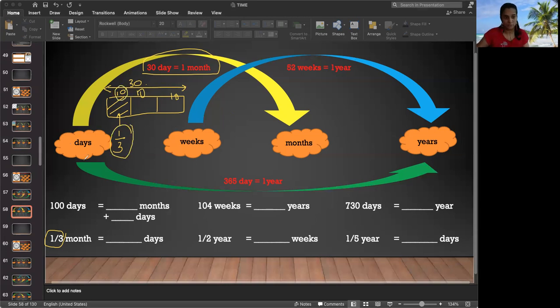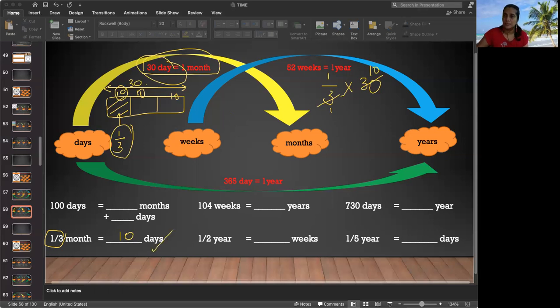Another method of doing this is to simply take 1/3 and multiply it with your magic number, your conversion number, which is 30. Then you divide this off, and this will become 1 and this will become 10. So here you will have your answer, 10 days.